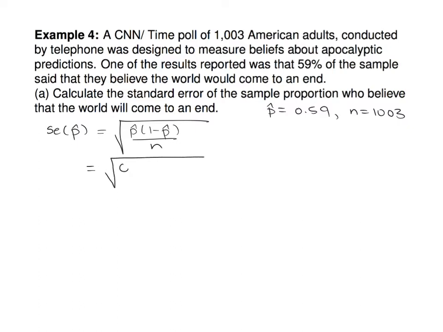In between those values, we have 0.59 times 1 minus 0.59, all over 1,003, which is approximately 0.0155, which, if we're going to use 3 decimal places of accuracy, is about 0.016.